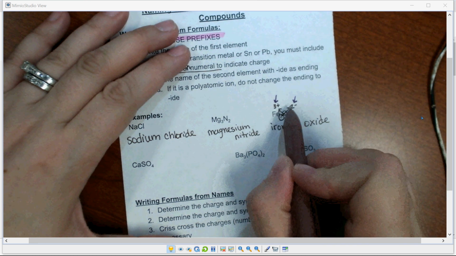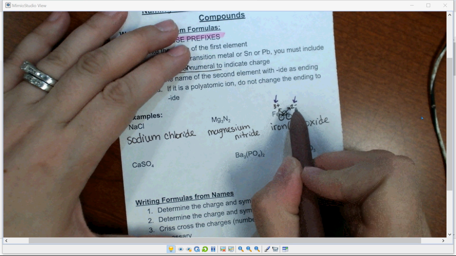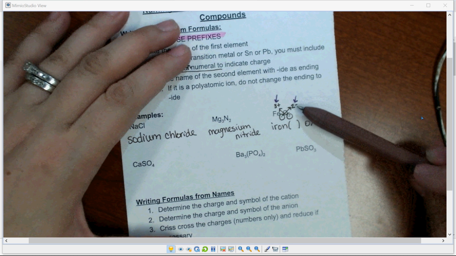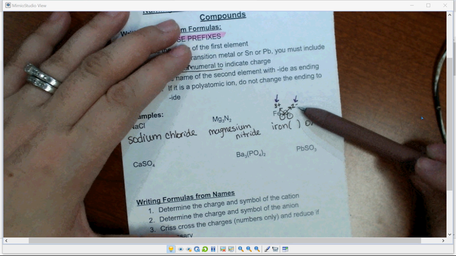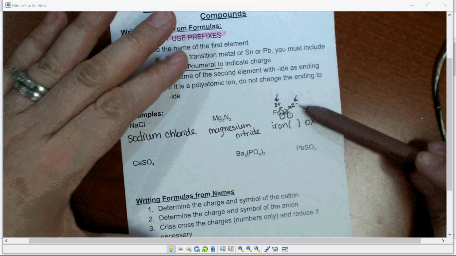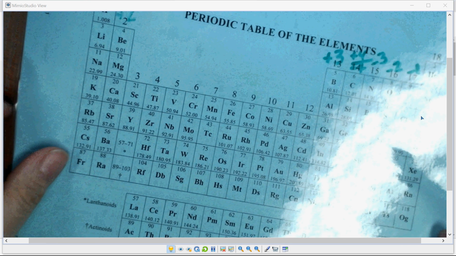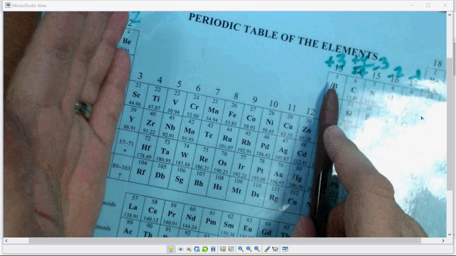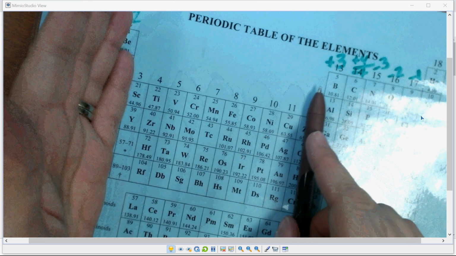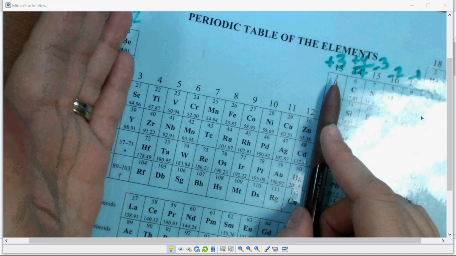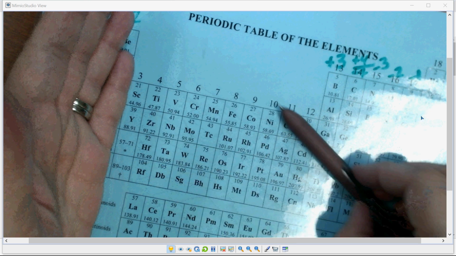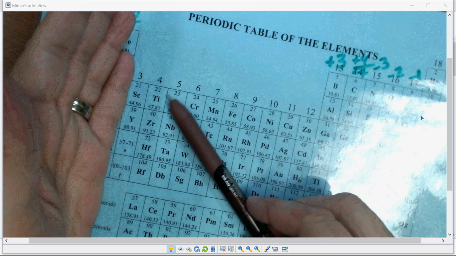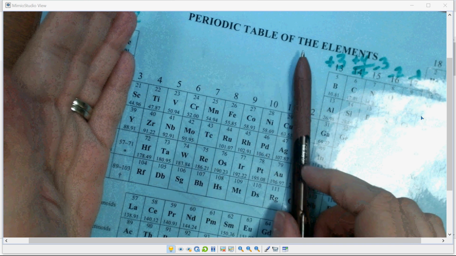So I don't need a Roman numeral for oxygen because I know that it can only be a 2 minus. That's what the periodic table tells me. It has 6 valence electrons. It's going to gain 2. That's the only possibility. But I have never talked to you about a shortcut for the transition metals. And the reason is there isn't one. The reason we can't use a shortcut for these guys is because there's more than one possibility for the different charges that these guys can have. And you don't have to know the science behind why they can be more than one particular charge. You just have to know that they can be.